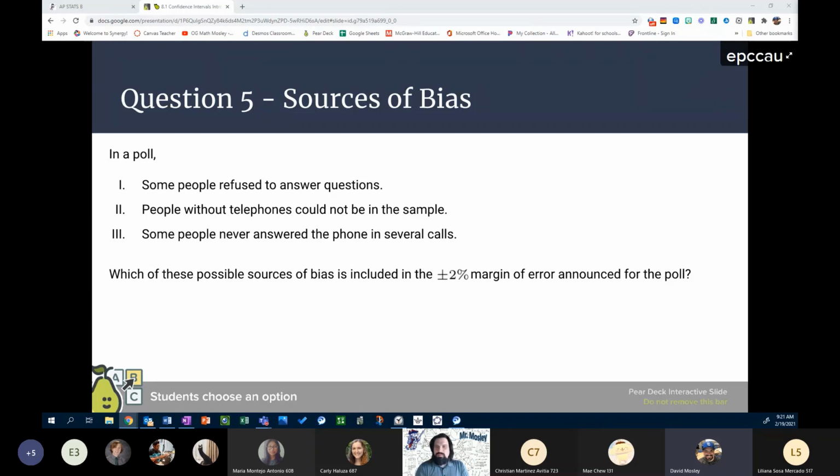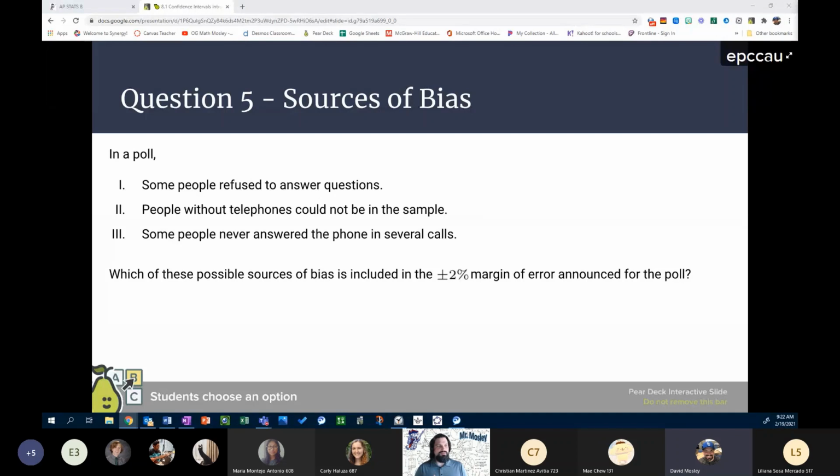Those 3 possibilities are examples of bias that we may have heard of or seen in chapter 4. Some people refuse to answer questions, so that's non-response. People without telephones could not be in the sample, that's undercoverage. Some people never answered the phone in several calls, that's non-response. These are essentially types of response bias.